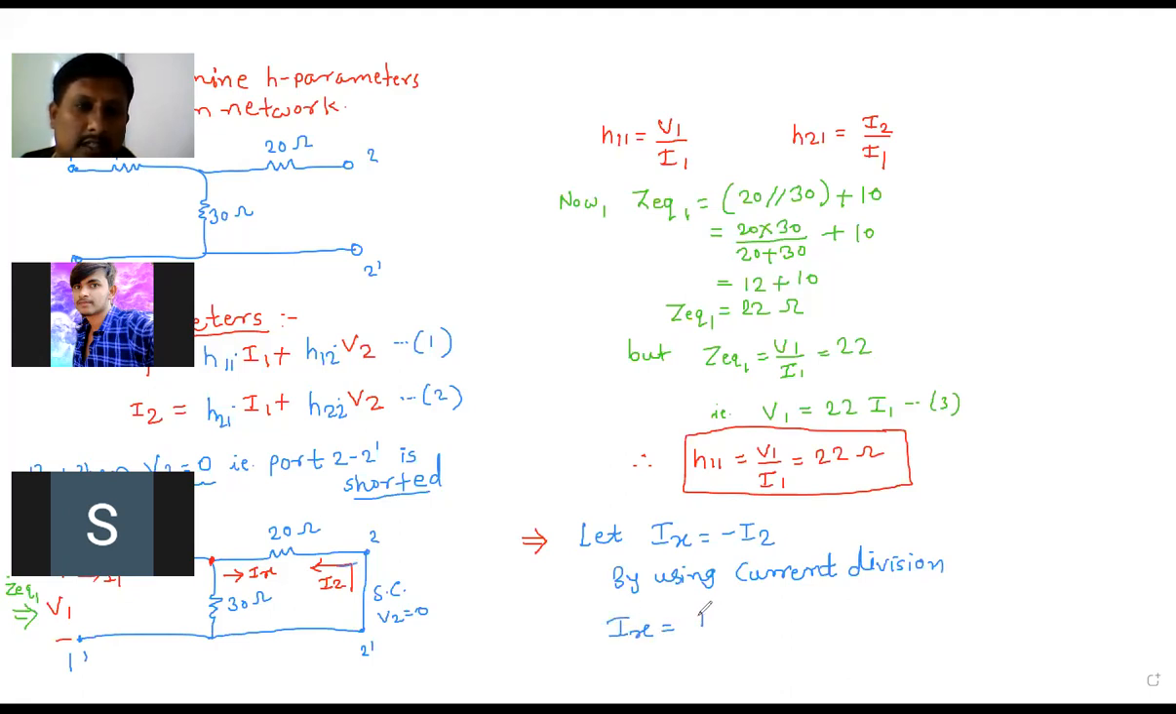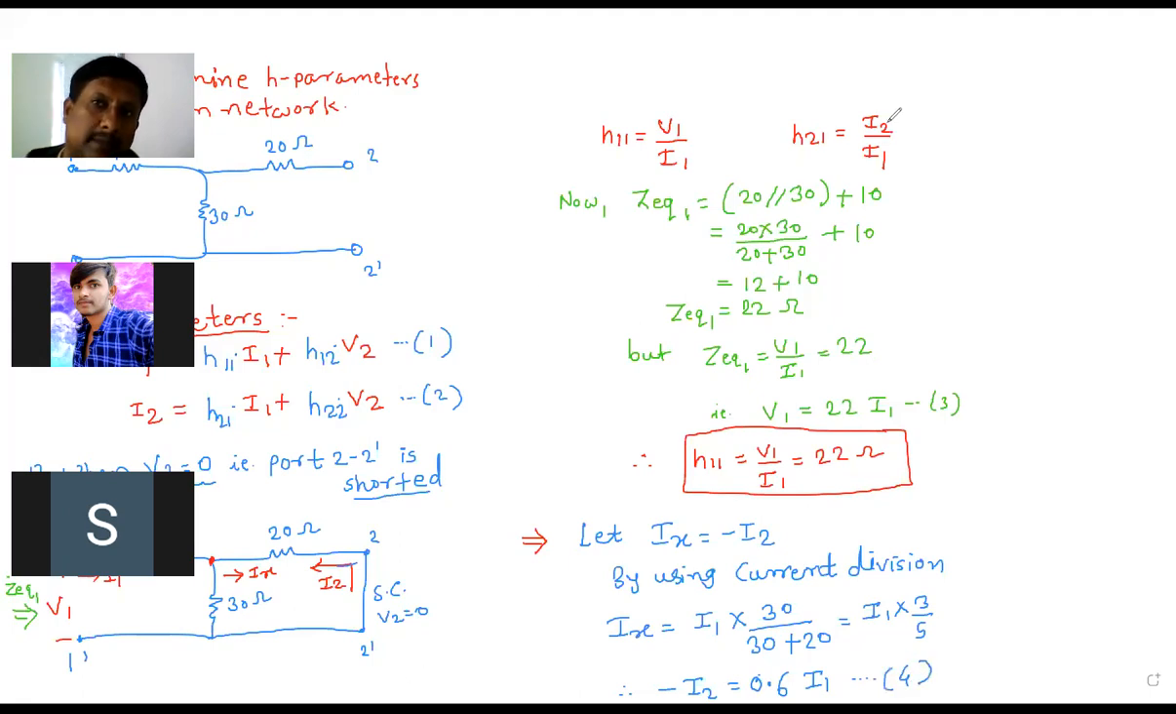So Ix is equal to total current I1 into, Ix is flowing through 20, so take the opposite branch resistance, that is 30, divided by 30 plus 20 in the denominator. So what will it give? I1 into 30 by 50, means 3 by 5. So what is Ix? Ix is nothing but minus I2. Minus I2 is equal to 3 by 5, means 0.6 into I1. So this gives equation number 4.